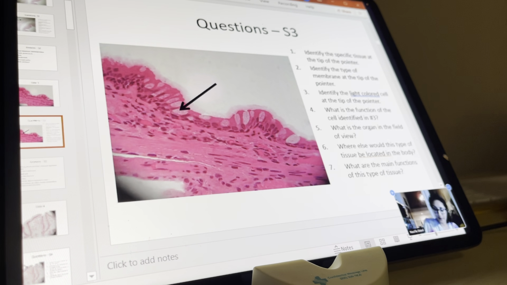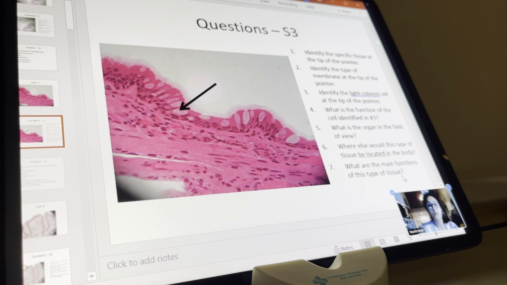Yeah. So it's Zulema. Okay, Zulema, what's the organ in the field of view? Trachea. Trachea, exactly. Okay, so then can you do number 6 as well? Where else would this type of tissue be located in the body? In the bronchioles? Yeah, exactly. So basically the respiratory tract, because this type of tissue is special to the respiratory tract. So yeah, trachea, the bronchus.